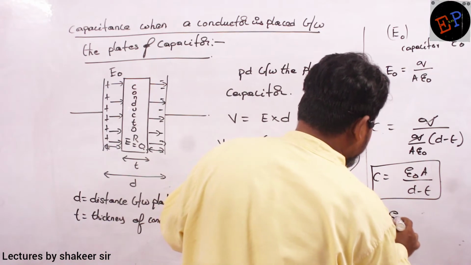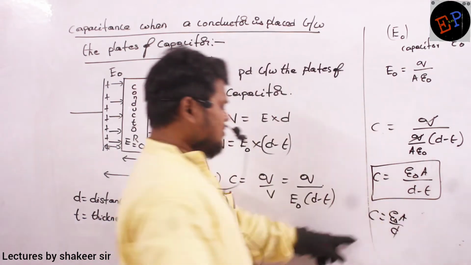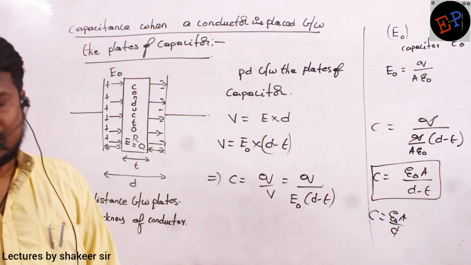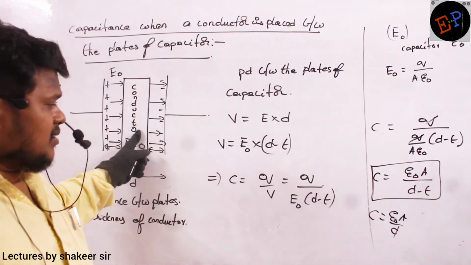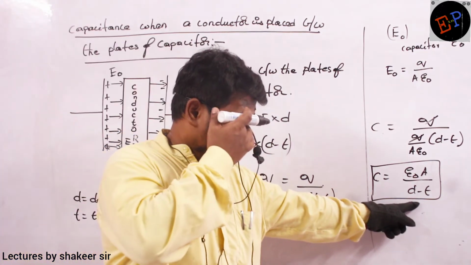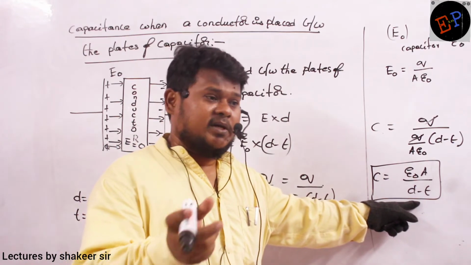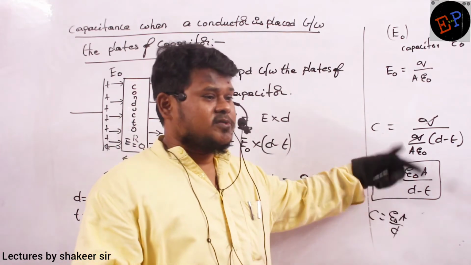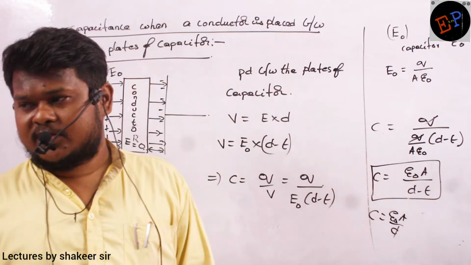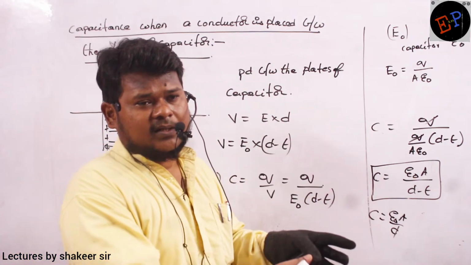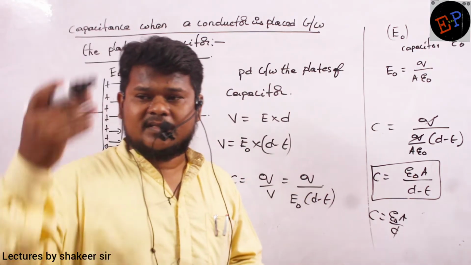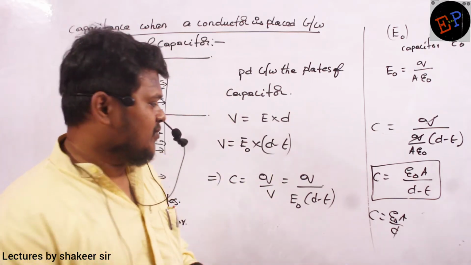C is equal to epsilon naught A by D, no? This is the equation of a parallel plate capacitor. But when I introduced this conductor, it has become D minus T. Okay? It means what happens to the denominator? Denominator reduced. Denominator reduced means total value increases. It means if you place a conductor, what happens to capacitance? Capacitance increases. This is the point which you should understand.